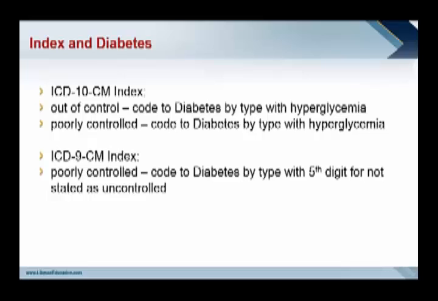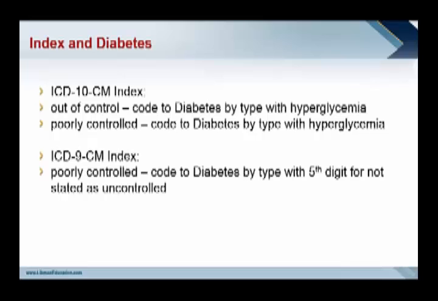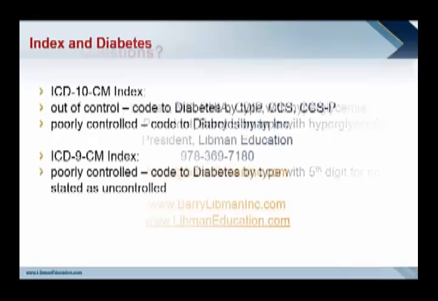There's a change specifically under poorly controlled in comparison to how we do it in ICD-9 now. In ICD-9, the index tells us that for poorly controlled, you are instructed to code diabetes by type with a fifth digit for not stated as uncontrolled. And you find a lot of double negatives, not stated as uncontrolled, meaning you code poorly controlled diabetes in ICD-9, as you're doing now, as controlled. So what you're basically seeing there is a departure from 9 to 10 with respect to how to code poorly controlled diabetes, and that's why I'm bringing this to your attention.